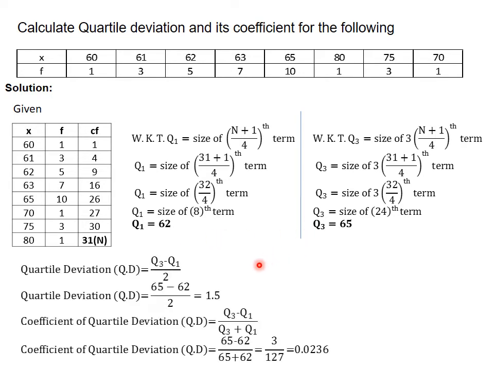Next we have to find the quartile deviation. QD is equal to (Q3 minus Q1) divided by 2. We found Q3 as 65, Q1 as 62. Now substitute in the respective places, simplify, and you get the value 1.5 as the quartile deviation. For the coefficient of quartile deviation, (Q3 minus Q1) divided by (Q3 plus Q1). Now substitute Q3 is equal to 65 and Q1 is equal to 62 in the above formula. Simplify, you are getting 0.0236.